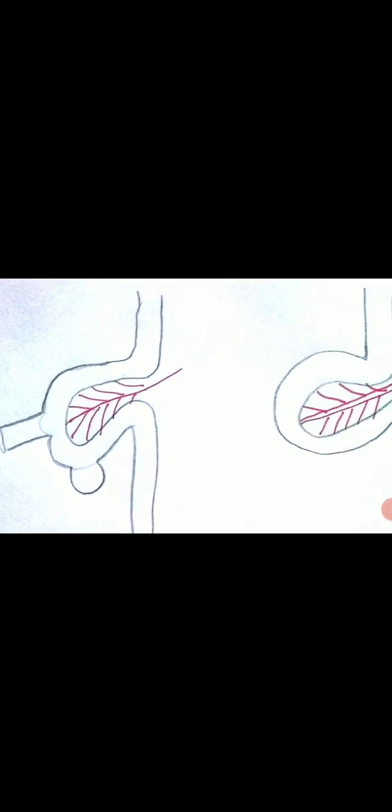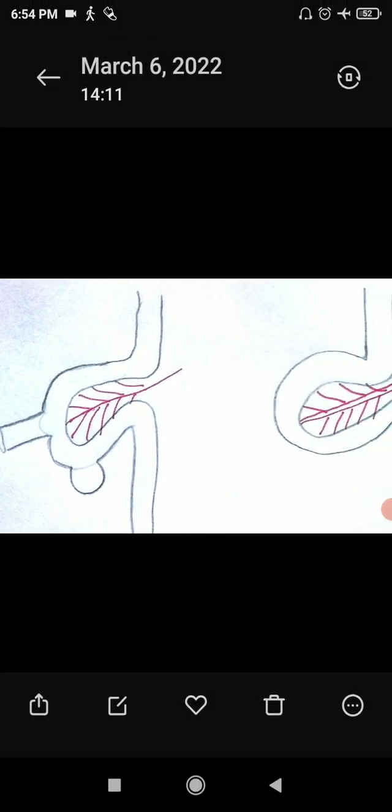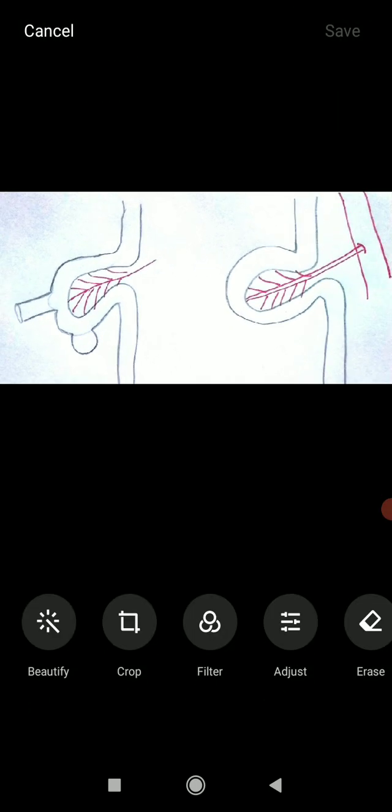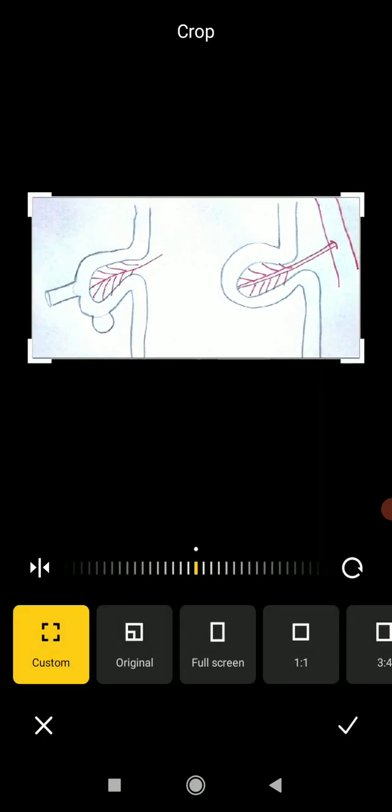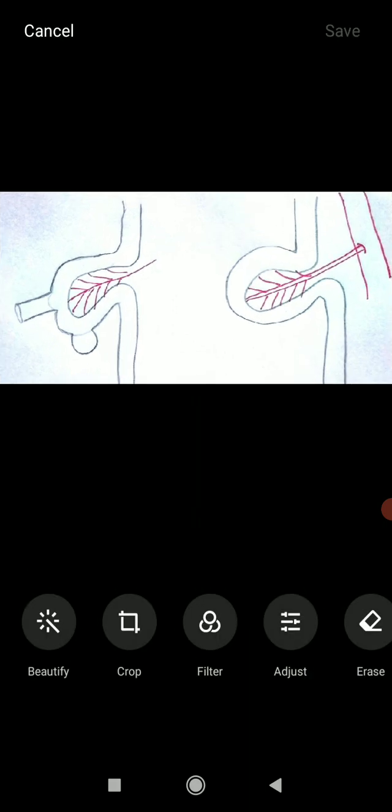Initially the midgut loop is present in the sagittal plane. So subsequently what happens, because of the developing liver bud, so there is a liver bud which is growing over here, the cranial aspect. So because of the development of the liver bud, what happens?